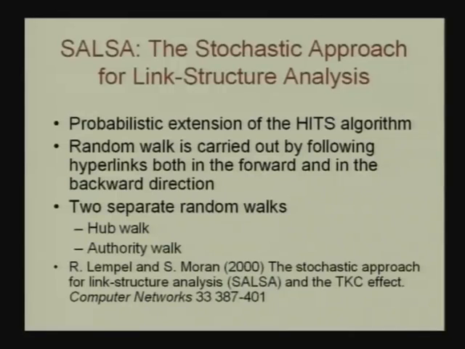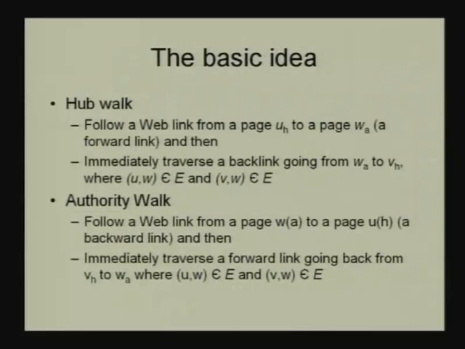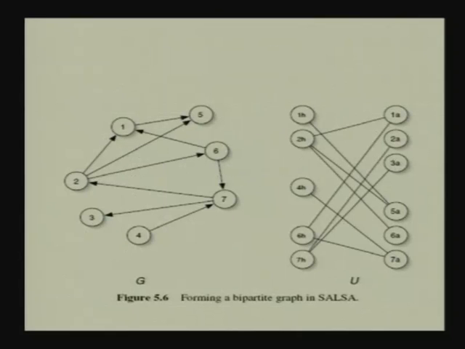It's just a probabilistic extension of the HITS algorithm, and as I said, the random walk is carried out in 2 steps. You go forward one link and then traverse a link backward. There are two random walks, one is the hub walk and one is the authority walk. In the hub walk you go one forward, one backward; in the authority walk, one backward and then one forward, and so on. That is what is written here. I have already discussed this. Let us see what it means.